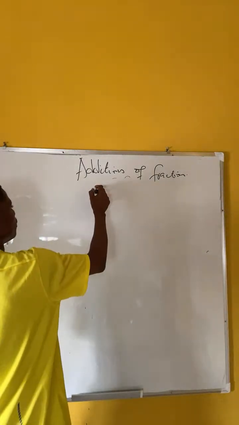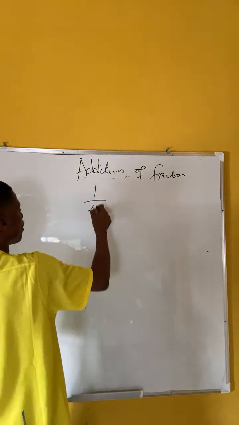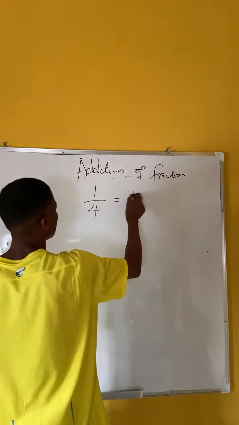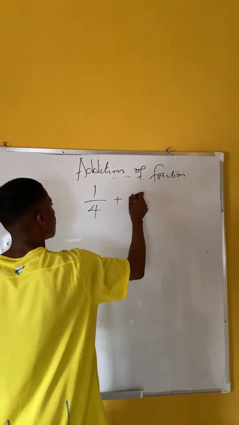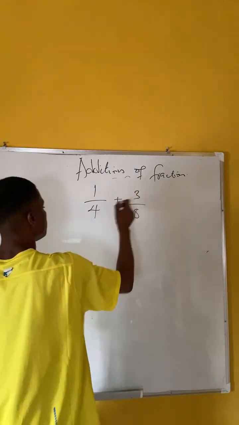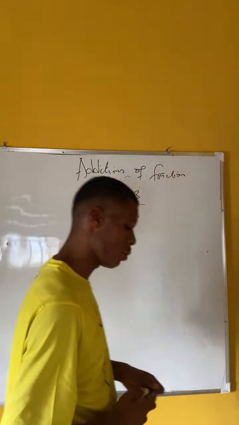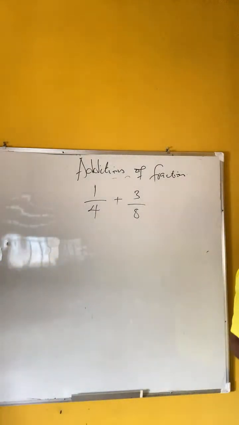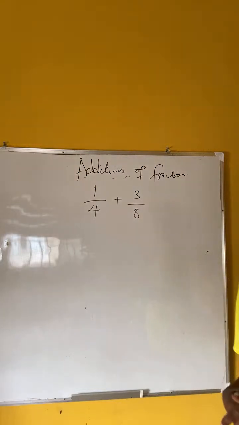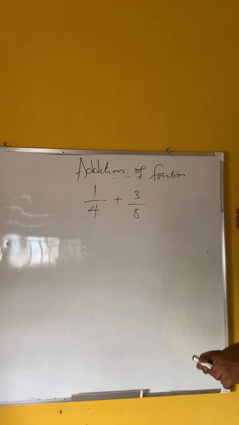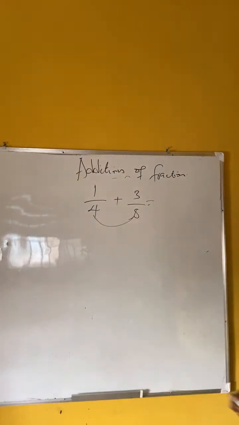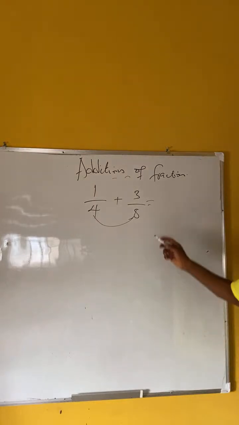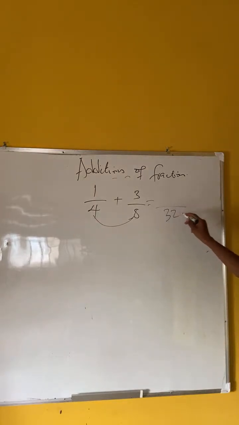Let's look at 1 over 4 plus 3 over 8. So it goes in the same method. I'll use the first method and then use the second method to solve it. All you have to do is multiply the two denominators. 4 times 8 is what? 32. You have it as 32.